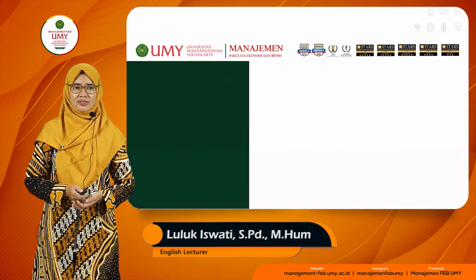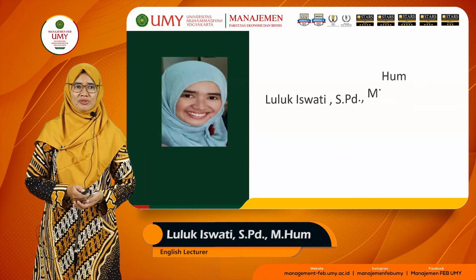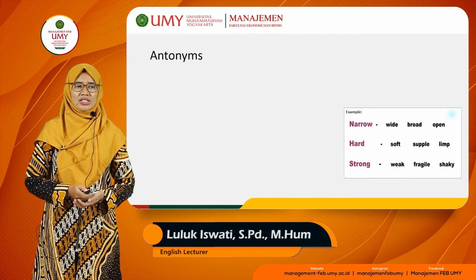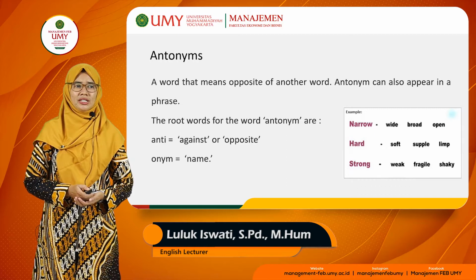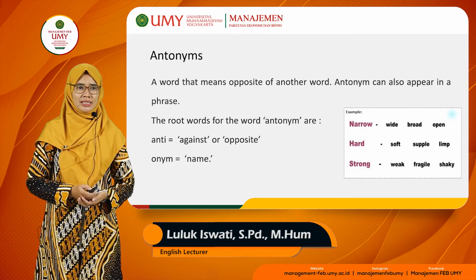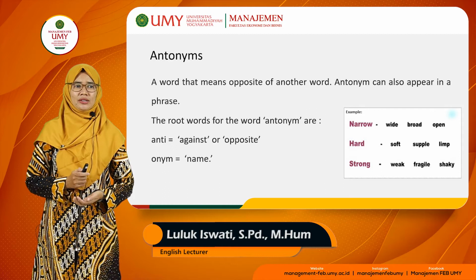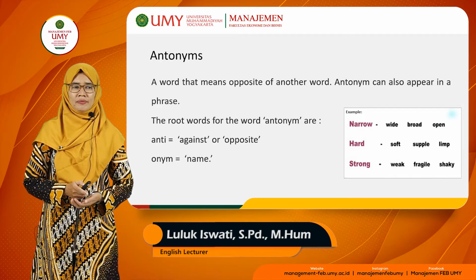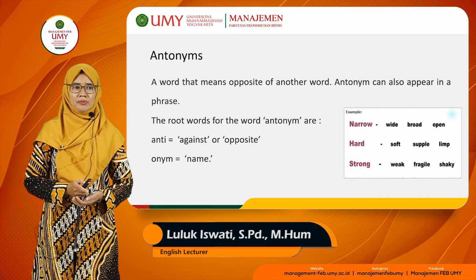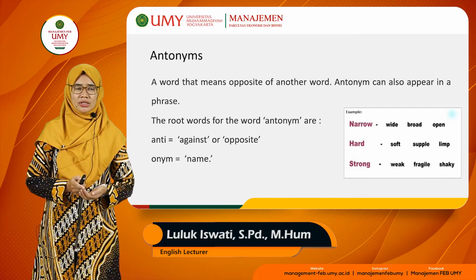Okay, so what is actually antonyms? I'm sure everybody knows what antonym is. Okay, so an antonym is a word that means the opposite of another word. An antonym can also appear in a phrase. And the root words for the word antonym are anti, meaning against or opposite, and onym, meaning name. So antonym is a word that has an opposite meaning.